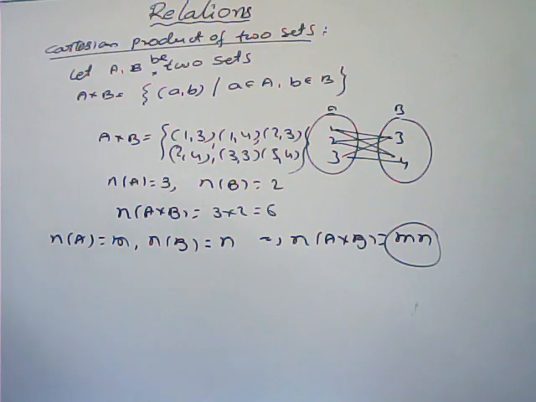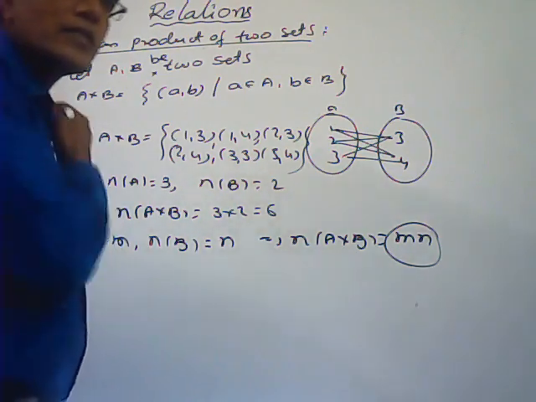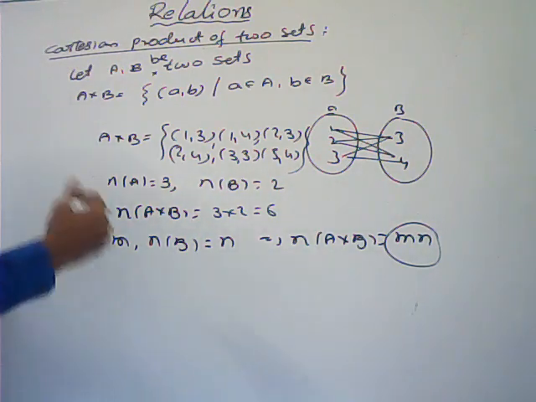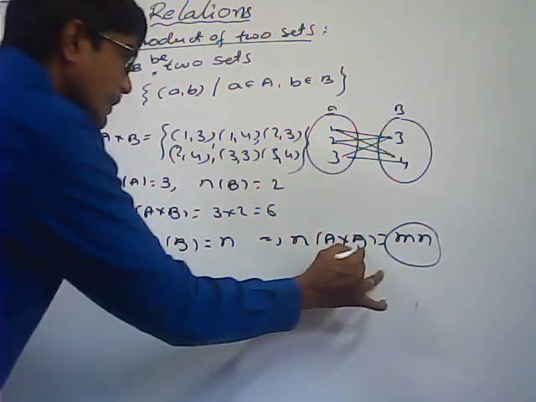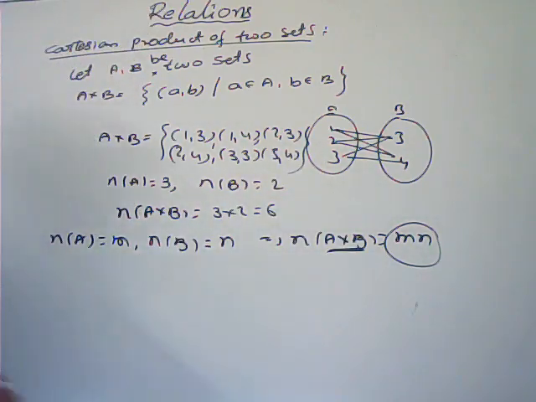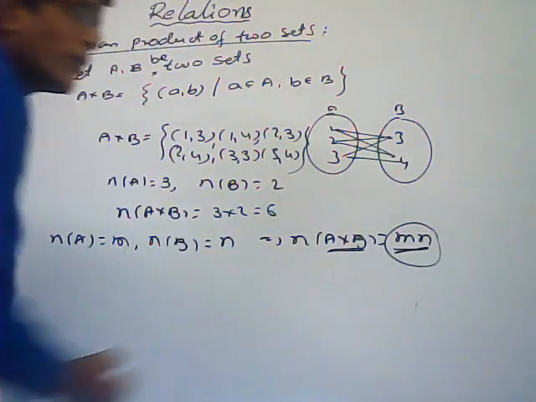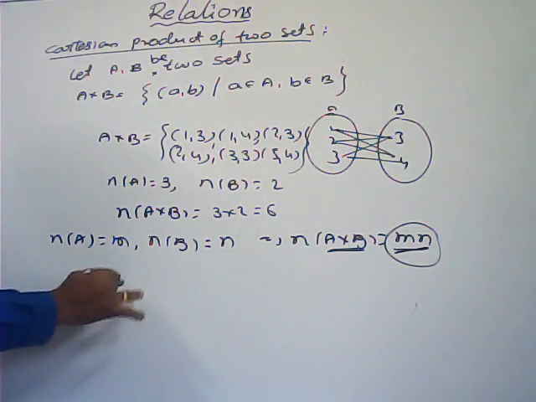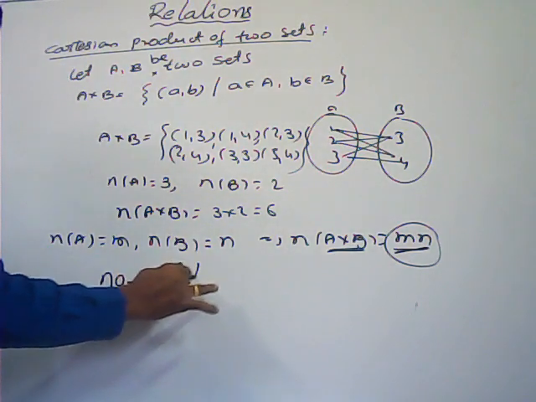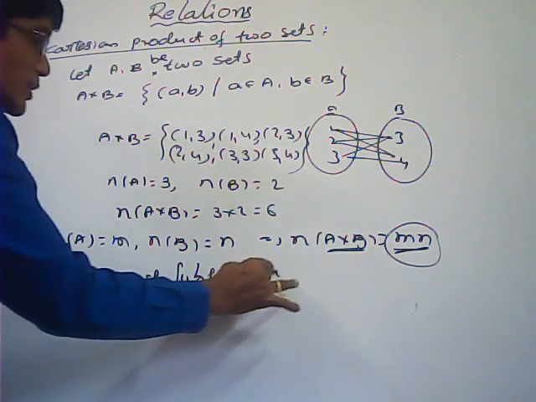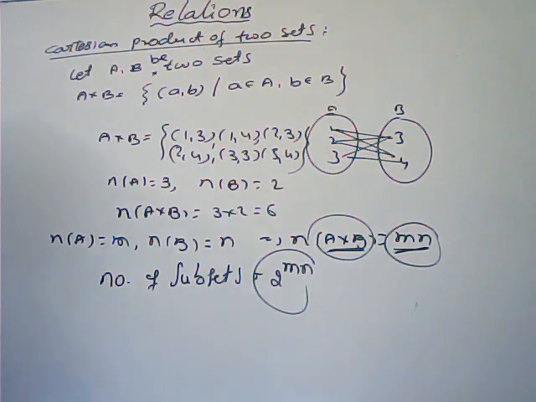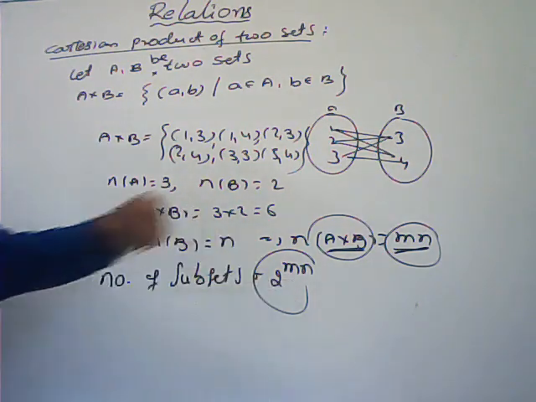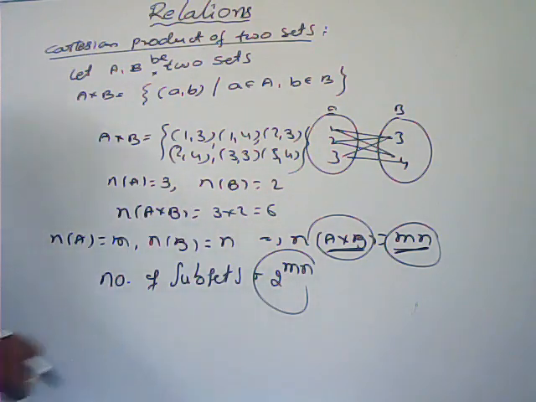And in sets we learned one formula: if a set contains n elements, the number of subsets is equal to 2 power n. Here A cross B is one such set. It contains how many elements? m into n. So the number of subsets of the set A cross B is equal to 2 power m into n.